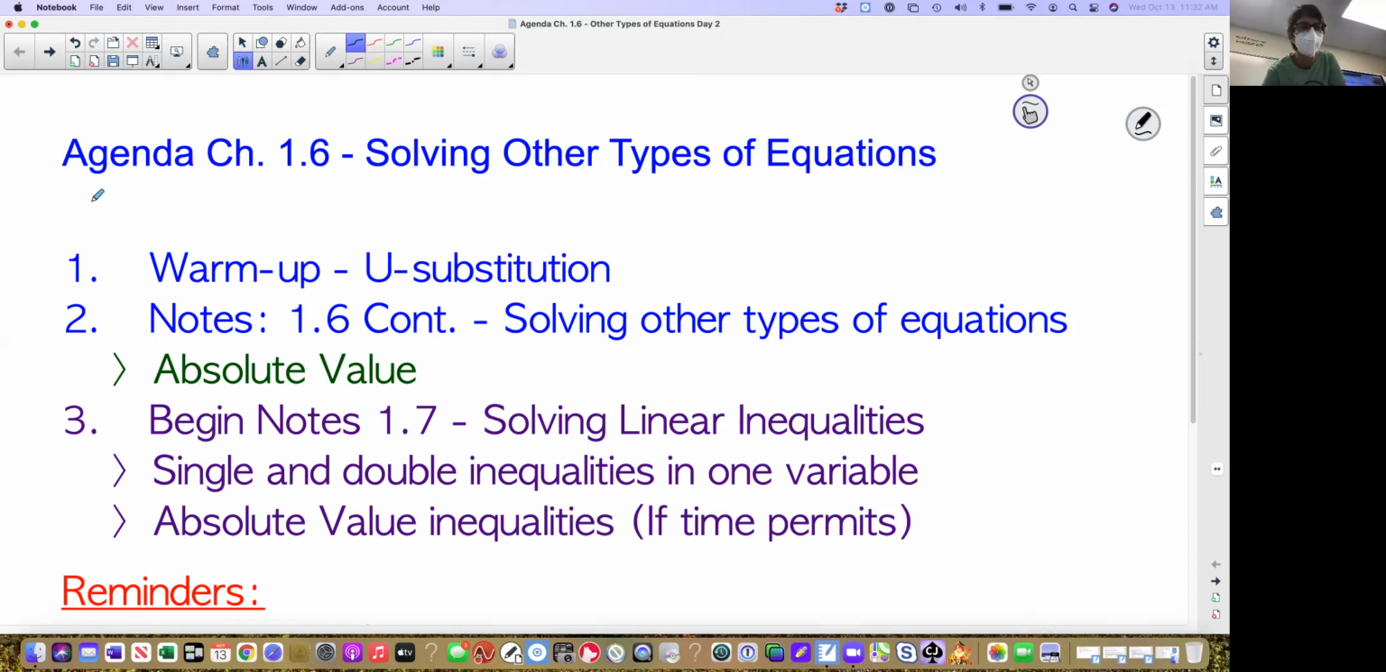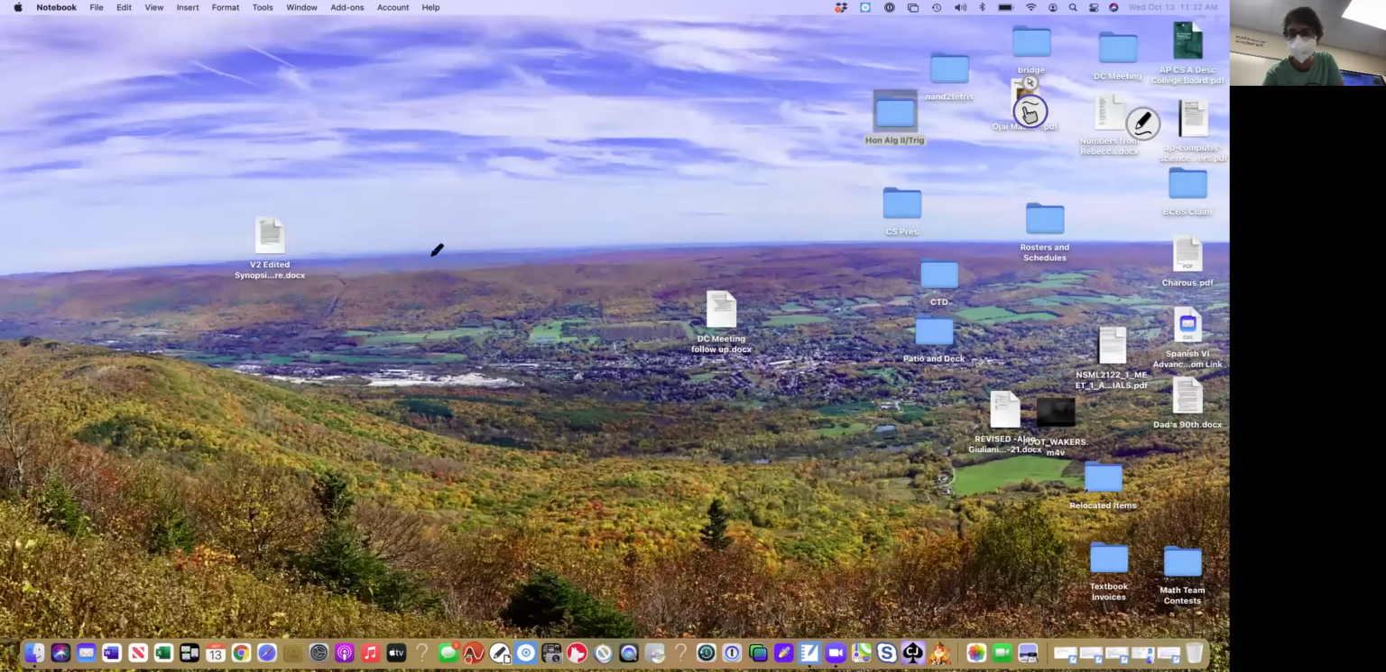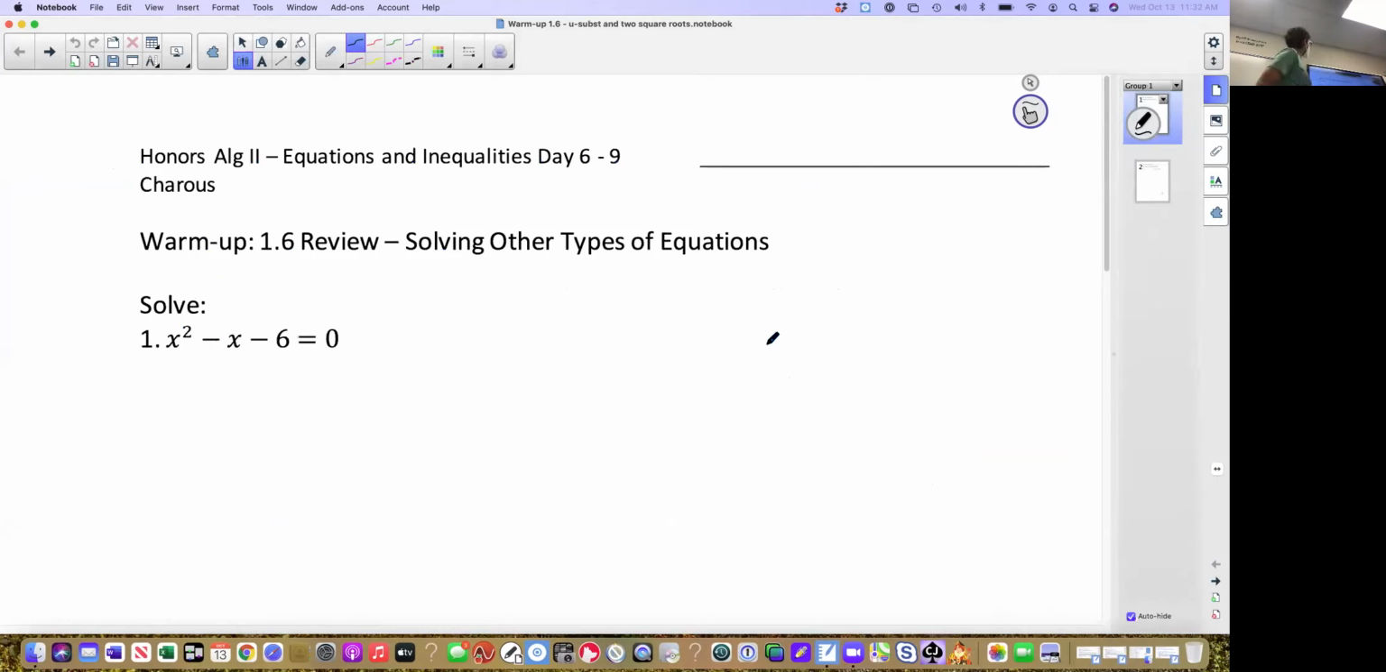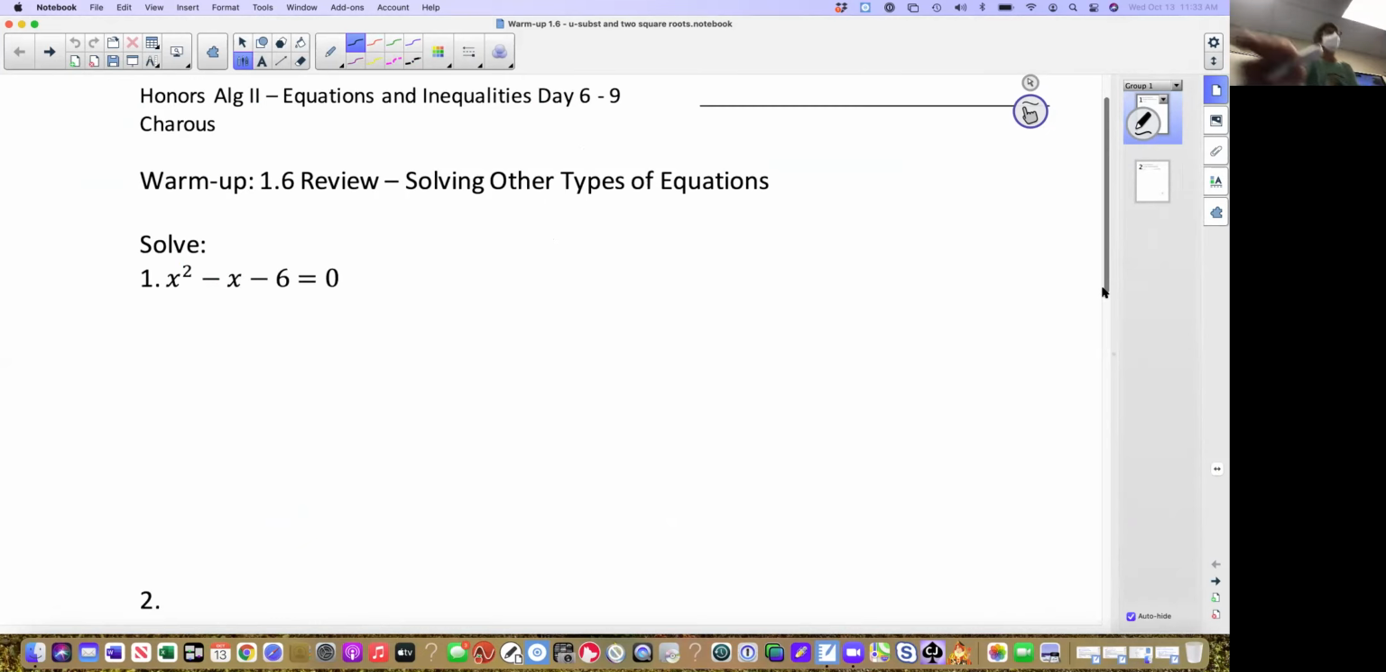All right, so we're gonna do the warm up together. Let's see if I can find it. Okay, here we go. So this first one is a basic quadratic equation, right? And I want to solve by factoring, okay? So who can factor that for us? Okay, Logan. Plus 3 and negative 2.